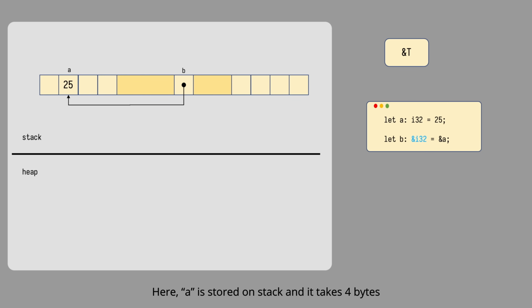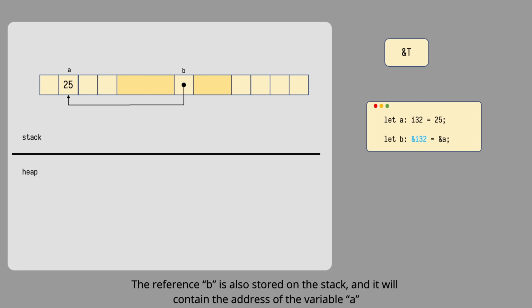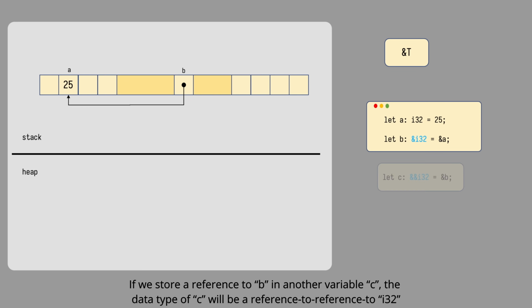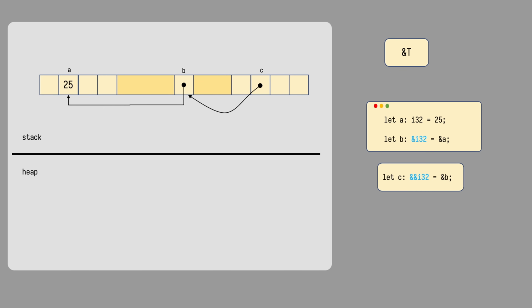Here, a is stored on the stack, and it takes 4 bytes. The reference b is also stored on the stack, and it will contain the address of the variable a. Storing addresses requires a machine word, so on 64-bit systems, variable b takes 8 bytes. If we store a reference to b in another variable c, the data type of c will be a reference to i32. The variable c will also take 8 bytes and will contain the address of b.